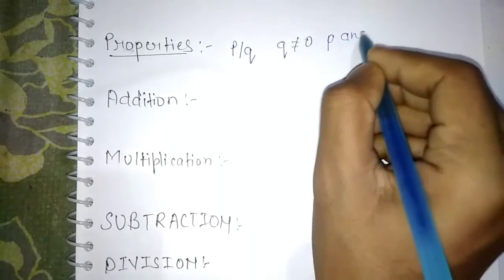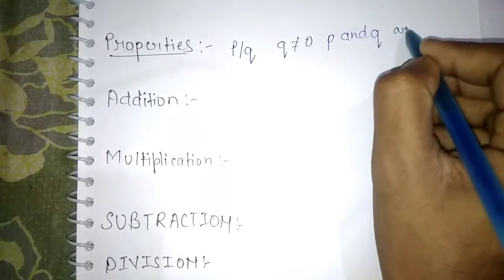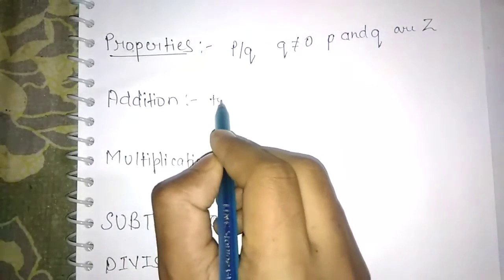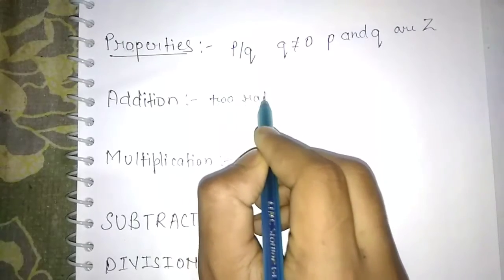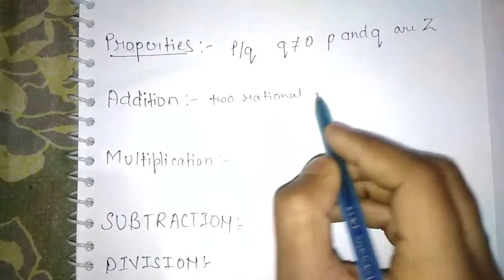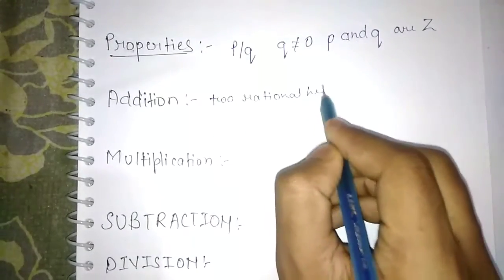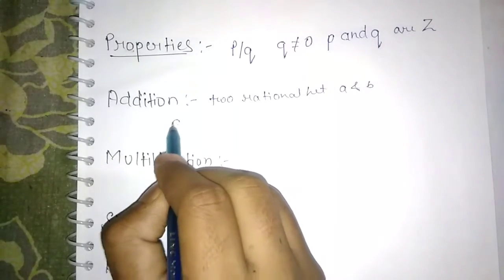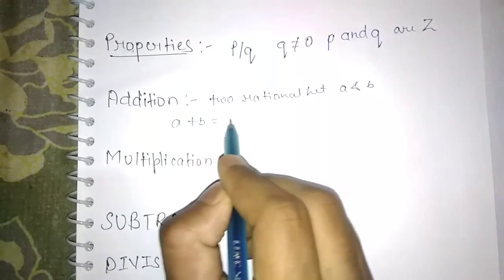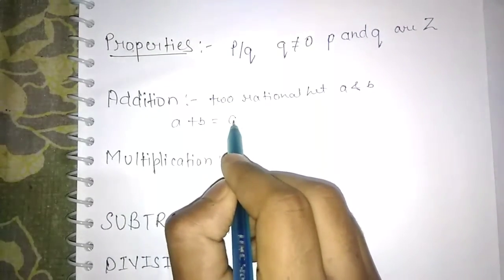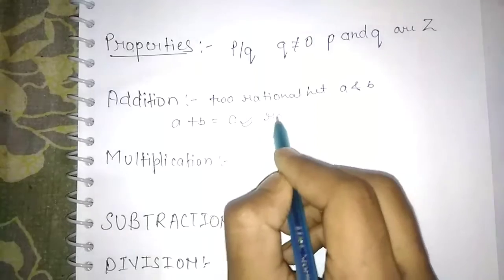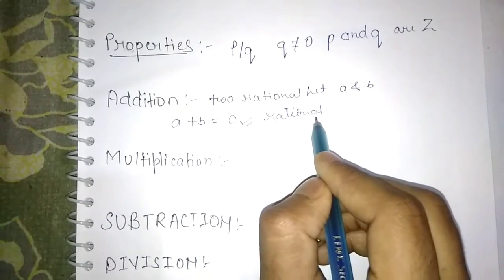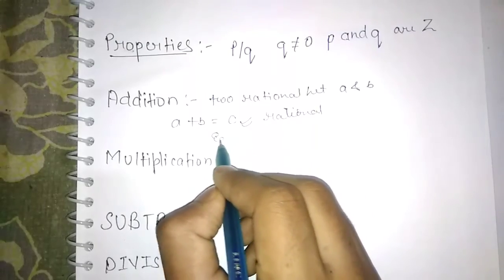P and q are integers. In addition, whenever two rational numbers are added, let a and b be rational numbers. If the two rational numbers a plus b are added, then it will give us c. So c will also be a rational number. C will definitely be a rational number. This is our property. Let's take an example.